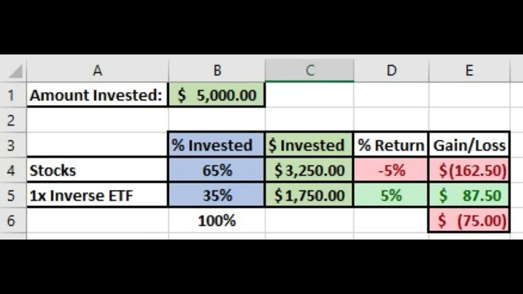Also, if you really want to be more exact about it before you invest in an inverse ETF, you could take note of how your portfolio performs on a particular day and compare it to an inverse ETF's percentage return for that same day and calculate from there how much you would need to invest in the inverse ETF to get your desired results. But again, this spreadsheet and video here is a real basic starting point.